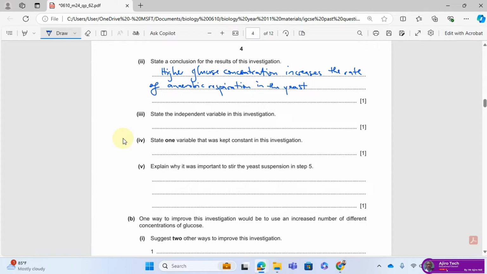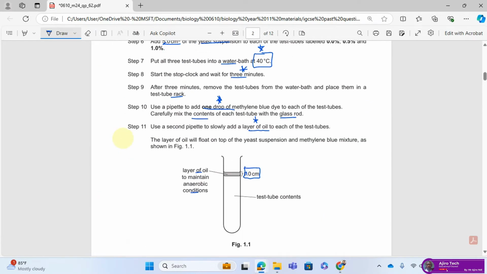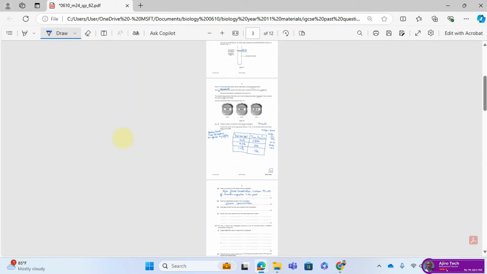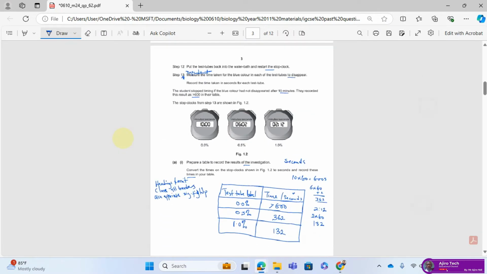Now it says state the independent variable in this investigation. The independent variable here, of course, is the glucose concentration, because we changed it and used 3 different concentrations: 0.0, 0.5, and 1.0. One variable kept the same. We saw that we noted a few variables that were kept the same. The temperature of the water bath was left at 40 degrees. The volume of yeast suspension added was 5 cm cube. 1 drop of methylene blue was used in each concentration, and the layer of oil too was left at the same level. So these were the things we kept the same.